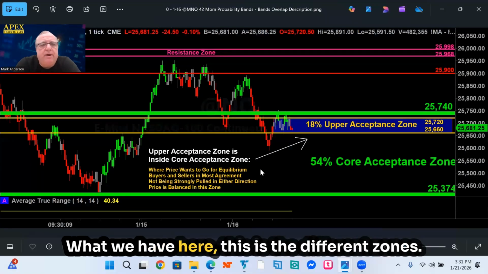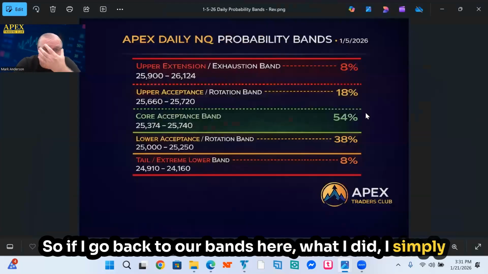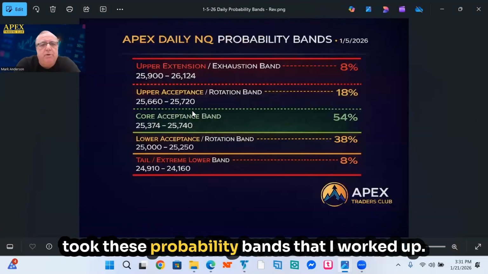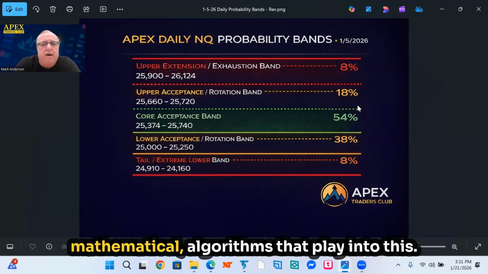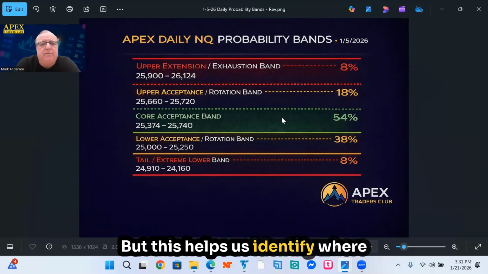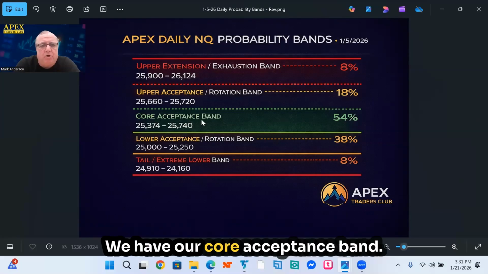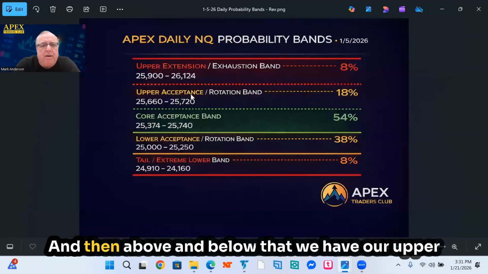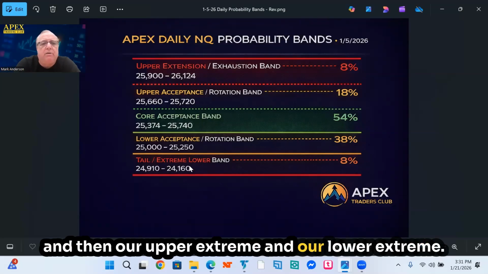All right, what we have here, this is the different zones. So if I go back to our bands here, what I did, I simply took these probability bands that I work up. These are based on an algorithm that I have. There's mathematical algorithms that play into this. But this helps us identify where trading is most likely to gravitate. Okay, we have our core acceptance band, and then above and below that, we have our upper acceptance band and a lower acceptance band, and then our upper extreme and our lower extreme.